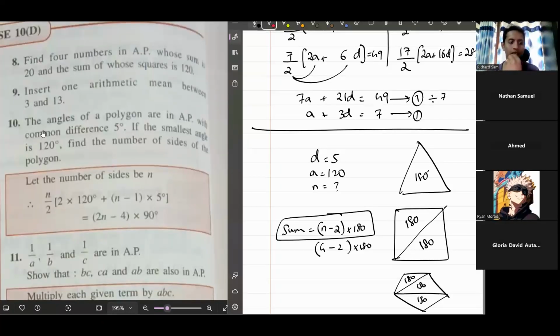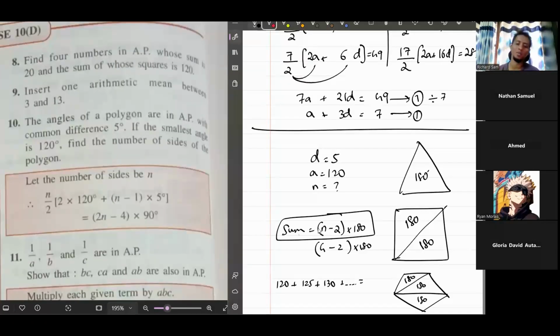Now, what's the question? The angles of a polygon are in AP. We don't know the number of sides. We don't know whether it's a triangle or a square or a pentagon or a hexagon. We have to find that. What we know is the smallest angle is 120. Find the number of sides of the polygon. So it's something like this. 120 is the first angle. The next angle is 125. The next angle will be 130 and so on. So we're adding 5.